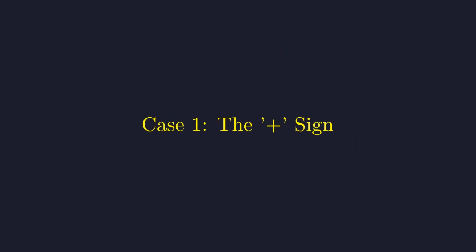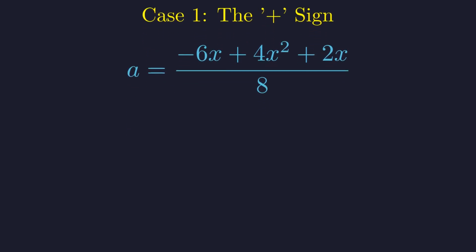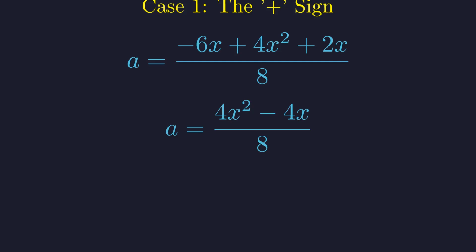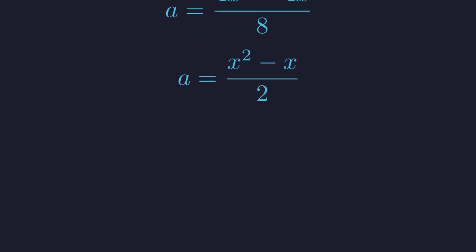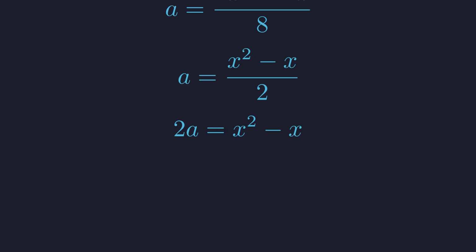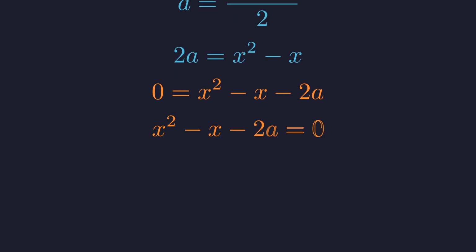Let's explore the first case, using the plus sign. We take the plus option from the plus minus. Combine the x terms in the numerator. Divide everything by 4. Multiplying by 2 clears the fraction. Subtracting 2a from both sides gives us this. And just flipping it around gives us our first hidden equation, a simple quadratic in x.